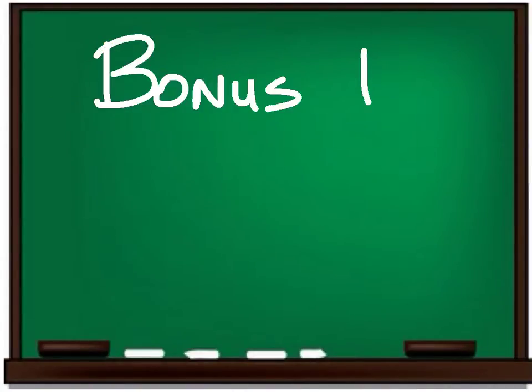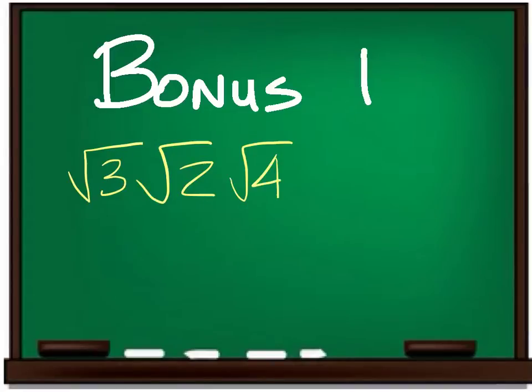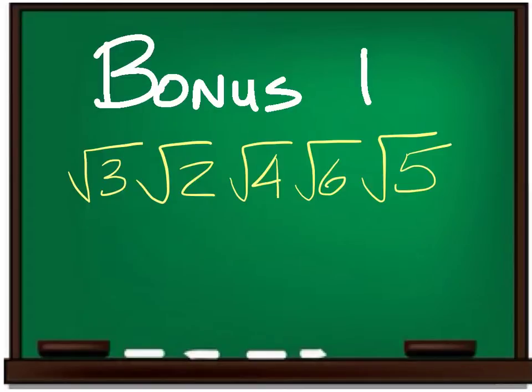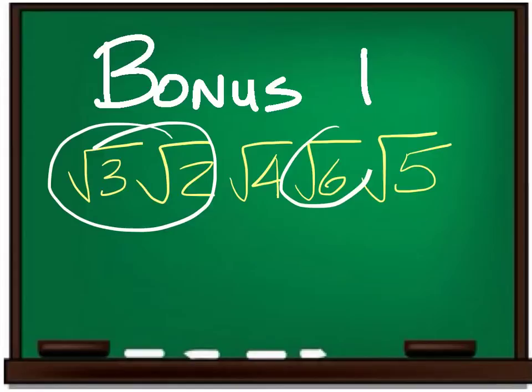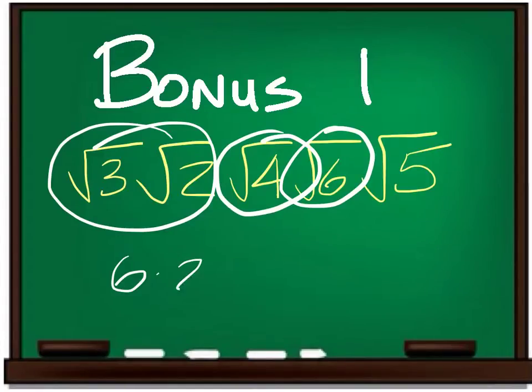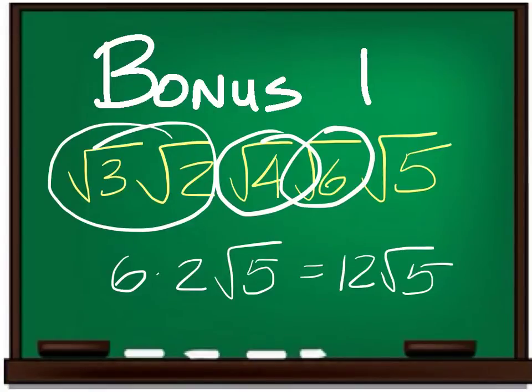Bring up this bonus if you're finished with the practice. On the bonus problem, you can do this. That gives you a square root of 6, and if you multiply this by this, you have a 6, and then the square root of 4 is 2. So it's 12 square root of 5.